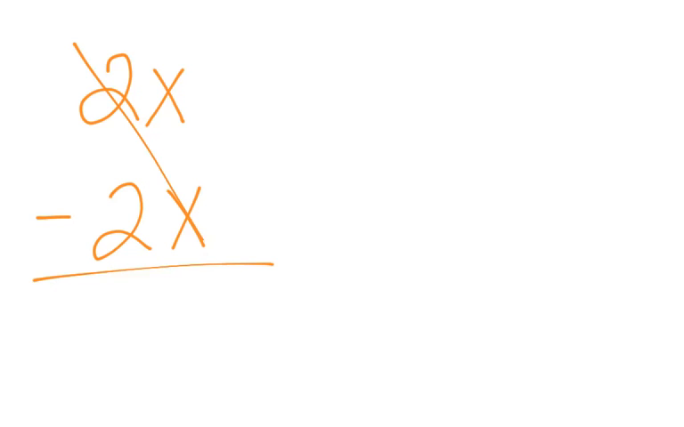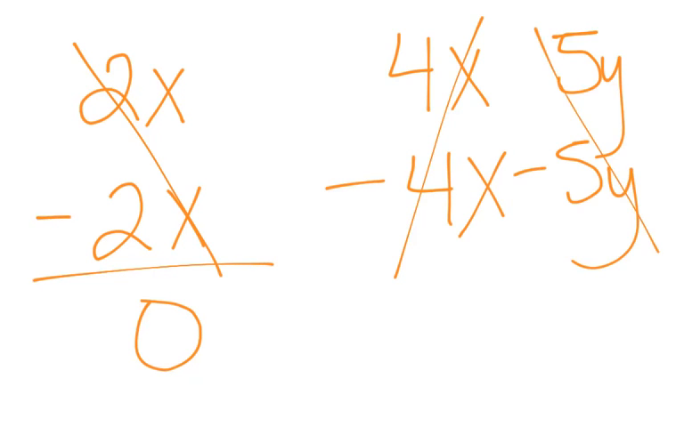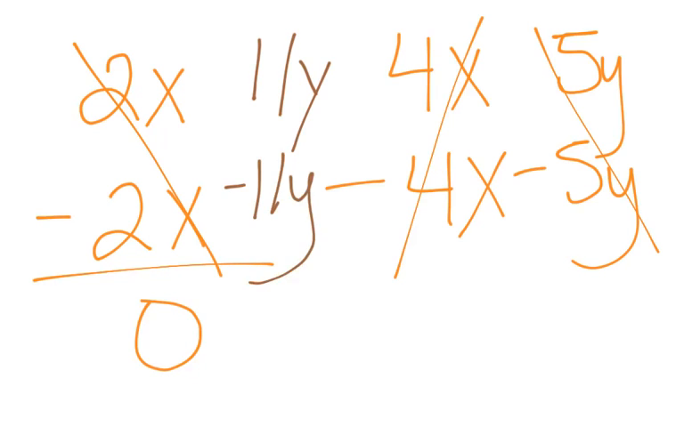So in order to get rid of something or make them cancel out, they have to have the same variable and coefficient. For example, 2x and negative 2x. Those will cancel out. They become 0. All right. 2x minus 2x is 0. Or 4x and negative 4x. They cancel out. Or 5y and negative 5y. They cancel out. Or 11y and negative 11y.